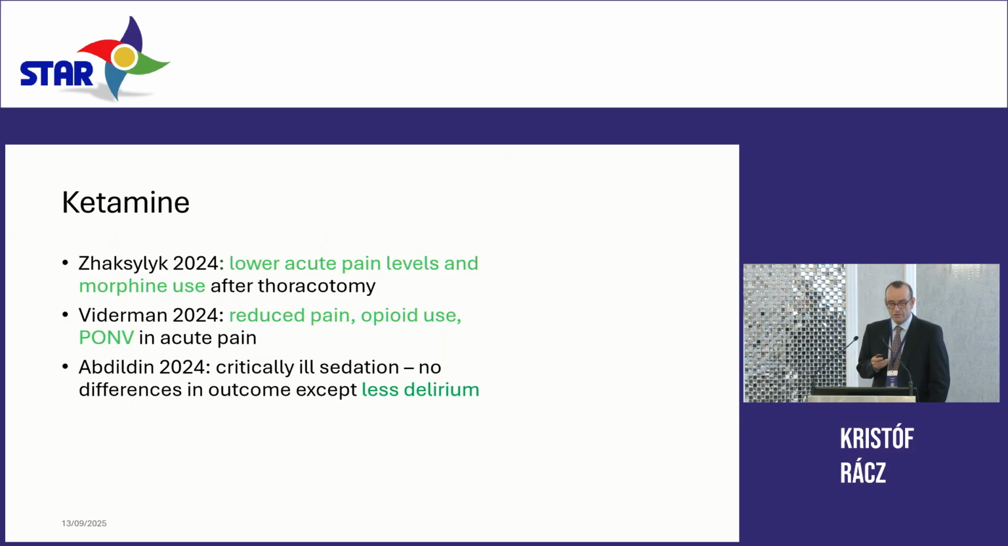Also ketamine, which was mentioned earlier, we had some recent meta-analyses from, actually this is from the same group of researchers, and they were looking at ketamine after thoracotomy, and also in acute pain, and in both settings, the ketamine use was lowering the pain levels and reduced the opioid use, and also the postoperative nausea and vomiting. And also they took a look at how do we use it for the sedation, and actually it was not inferior, and it resulted in less delirium.